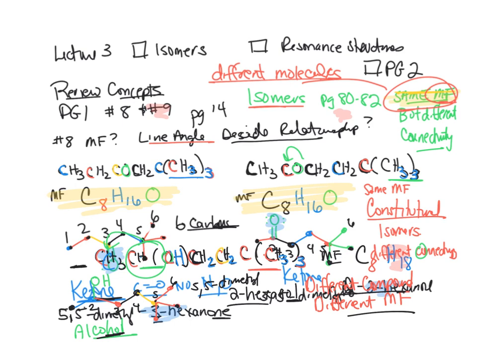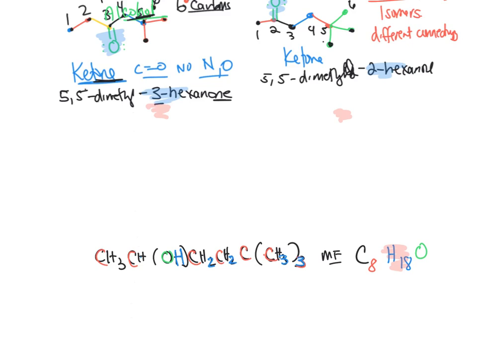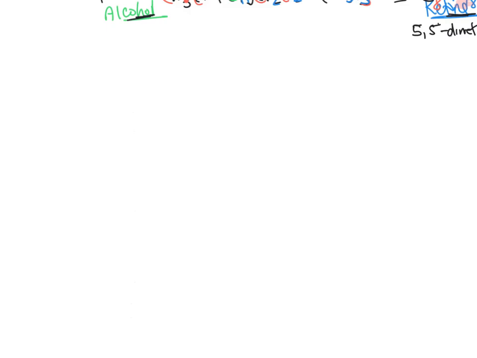Let's do number 9. In your book on page 14. All right, it says determine the molecular formulas and draw the line angle structures for the following condensed structures. Do these three structures represent the same molecule? Okay, so I will let you work on that. Actually, I'm not going to work that. Well, I guess I will.